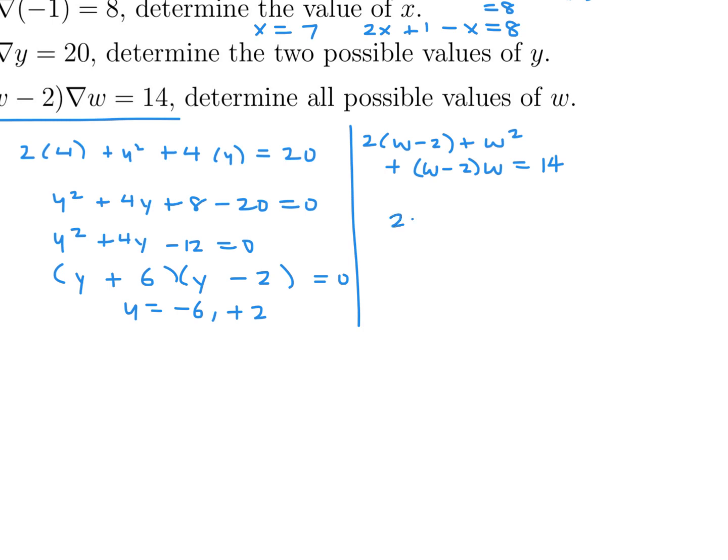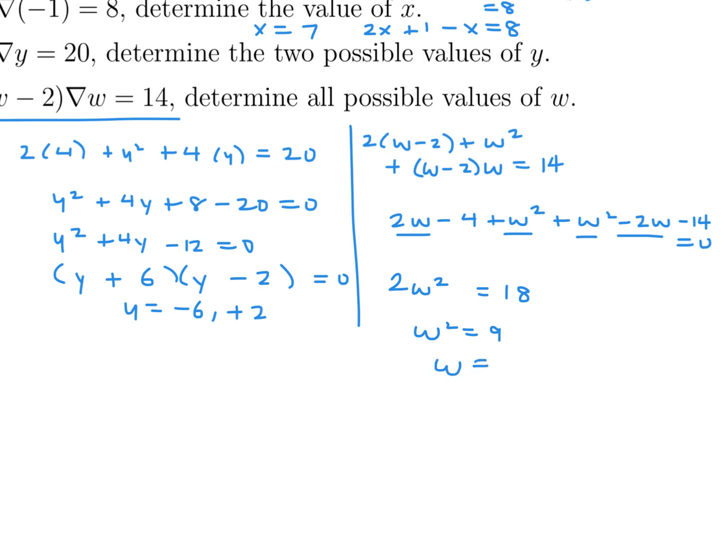So this is 2w minus 4 plus w squared minus 2w minus 14 equals 0. Collect like terms and we get 2w squared, and then this cancels with that, and that's going to give me 18, right? So w squared is 9, therefore w is plus or minus 3.